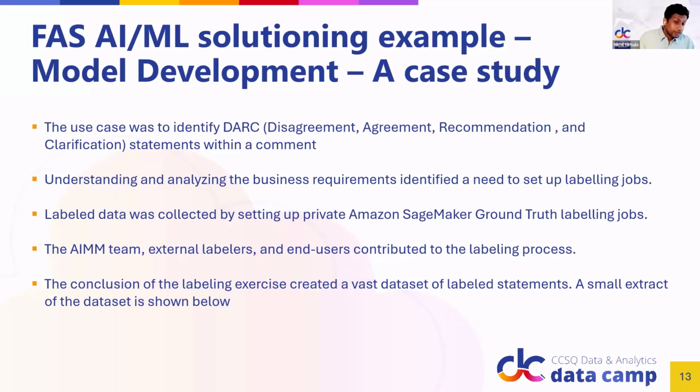But we undertook the previous steps that I mentioned. We identified that we need label data for this. We set up labeling jobs using SageMaker Ground Truth. The AIM team, external labelers, and end users contributed heavily to the labeling process, and that generated a decent amount of data to start model training.